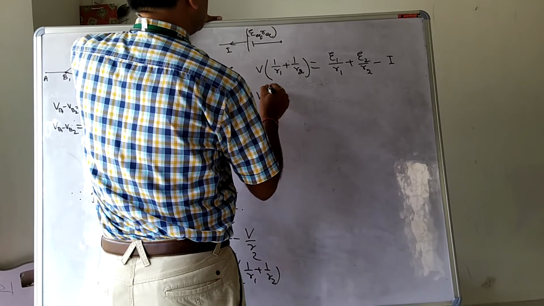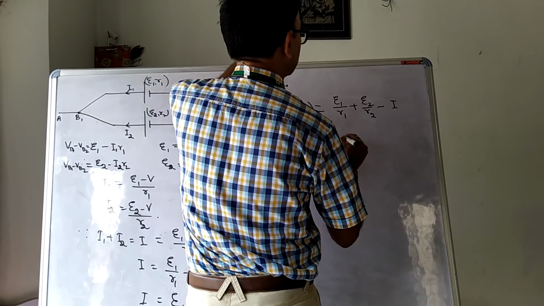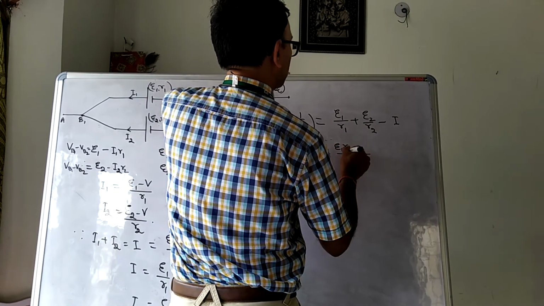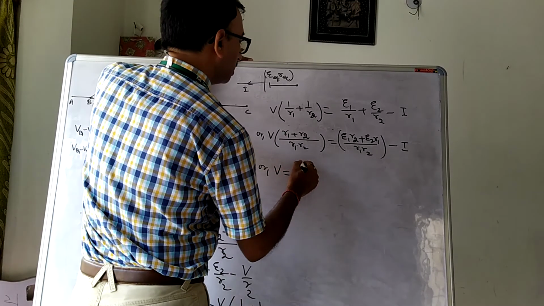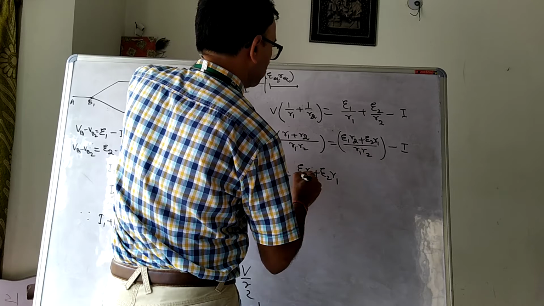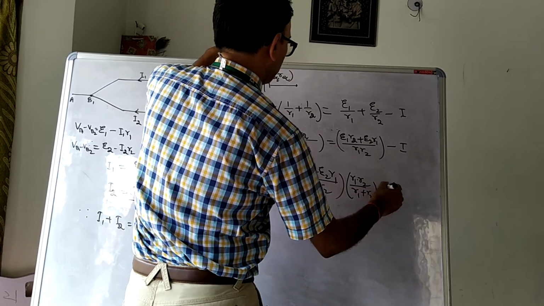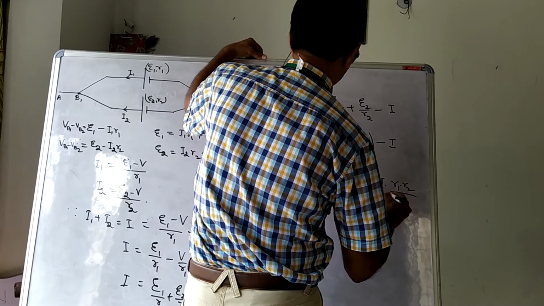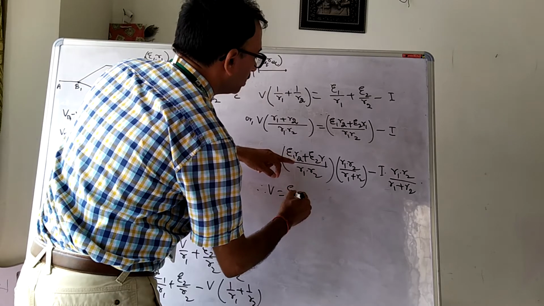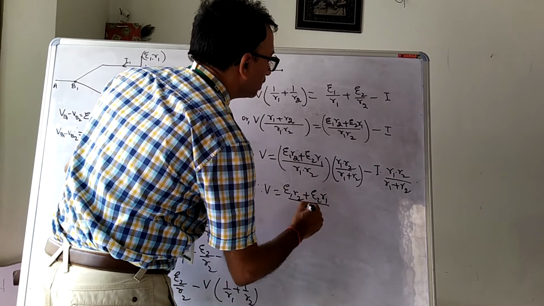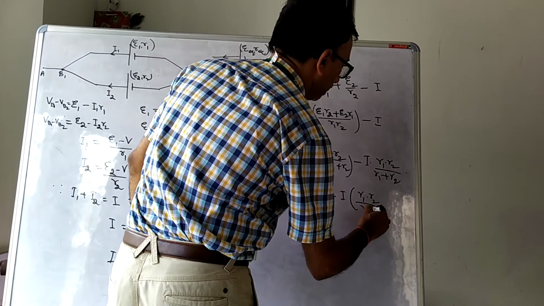Or V times R1 plus R2 over R1 R2 equals E1 R2 plus E2 R1 over R1 R2 minus I. So V equals E1 R2 plus E2 R1 divided by R1 plus R2, minus I into R1 R2 divided by R1 plus R2.